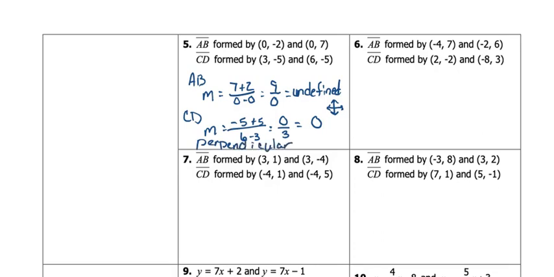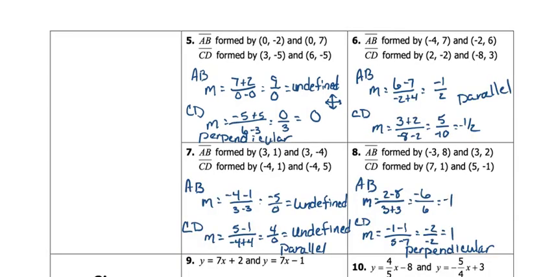All right, try 6, 7, and 8 on your own. All right, number 6 is parallel. We have a negative 1/2 and a negative 1/2. Those are the same slope. Number 7 is also parallel, as both lines are undefined. And then in number 8, we have a perpendicular. AB was negative 1 and CD was positive 1. If it helps you to think about that, you can always set them up as fractions. And you'll see that one is positive, one is negative, and they are absolutely flipped.